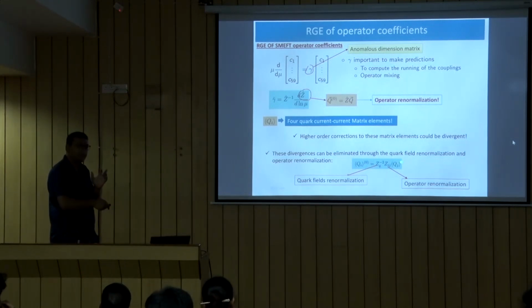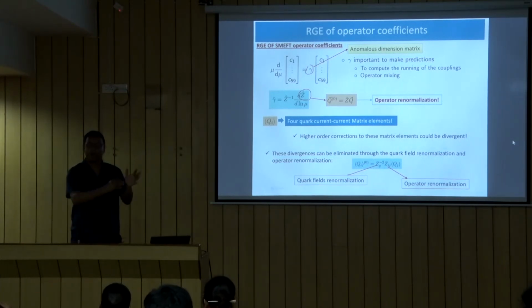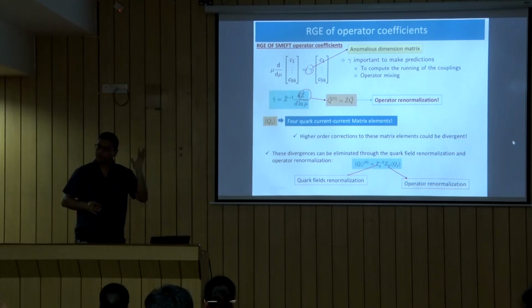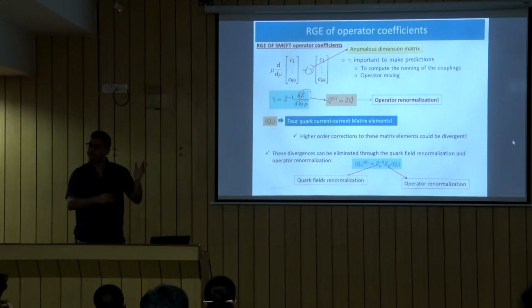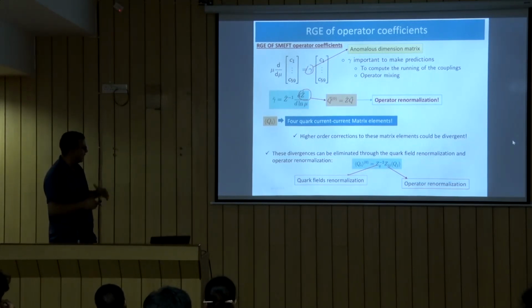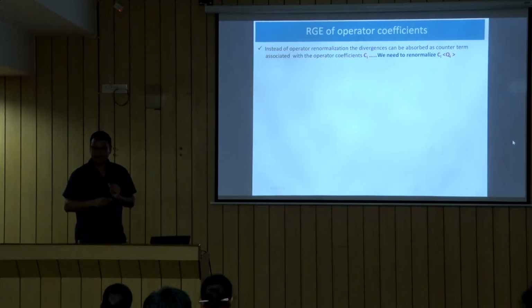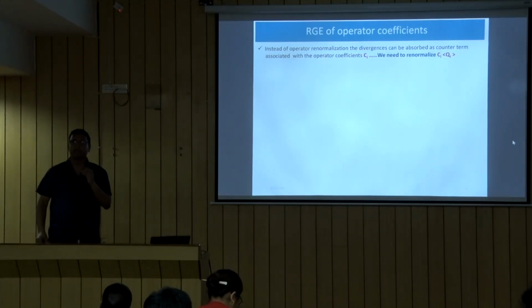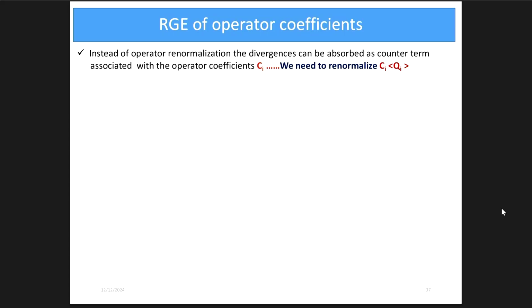So, therefore, whatever divergences you have within the matrix element of Q_j, a part of it will be cancelled by Z_Q to the minus 2, and the rest you will absorb in the definition of Z_ij. So, that is the technique of how to utilize this operator renormalization. Alternatively, you can view it differently as well. This operator renormalization you can transfer as a counter term of the Wilson coefficient here, right?